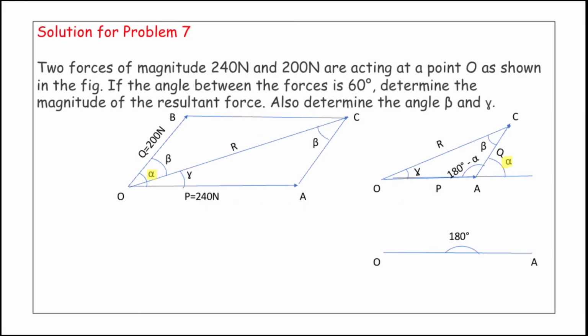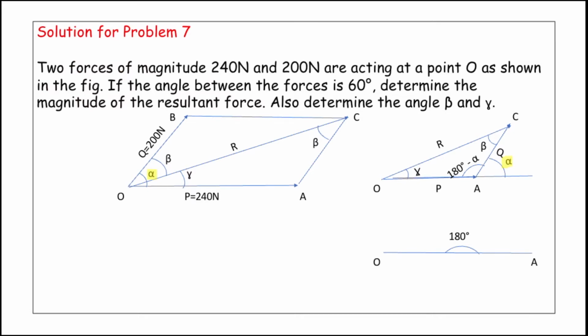Problem number 7: two forces of magnitude 240 Newton and 200 Newton are acting at a point O as shown in the figure. If the angle between the forces is 60 degrees, determine the magnitude of the resultant force. Also determine the angles beta and gamma.